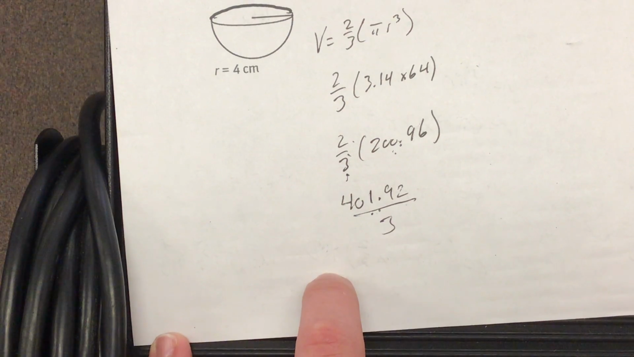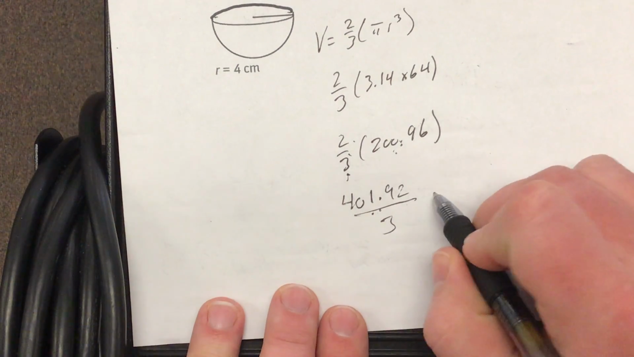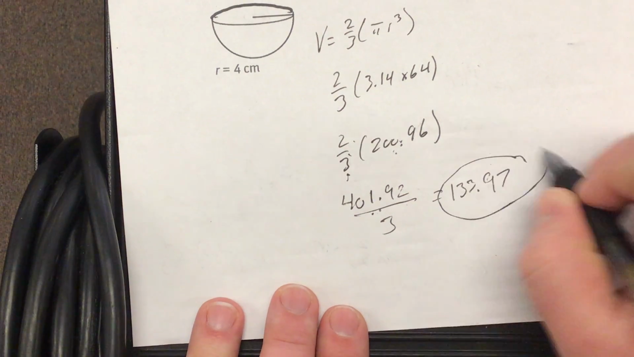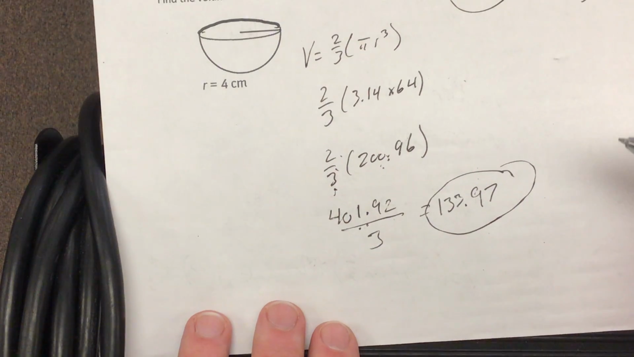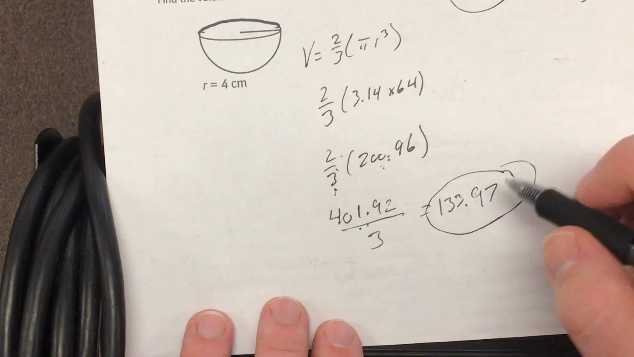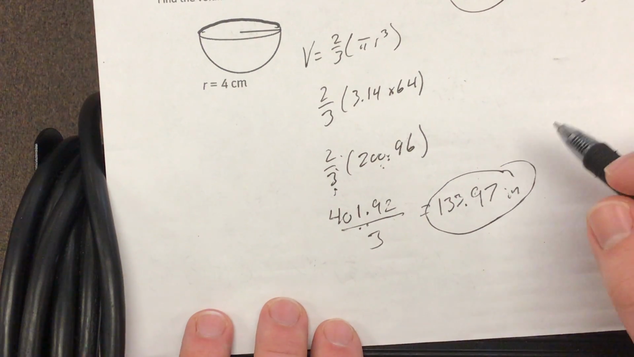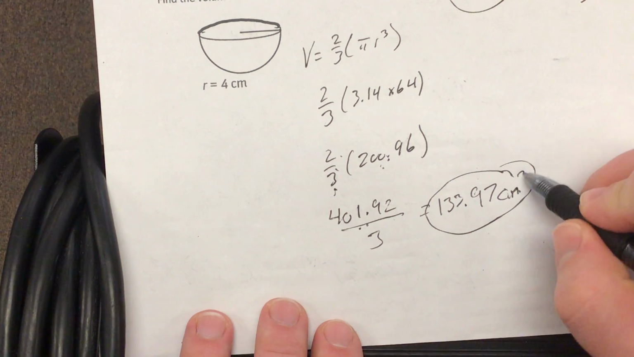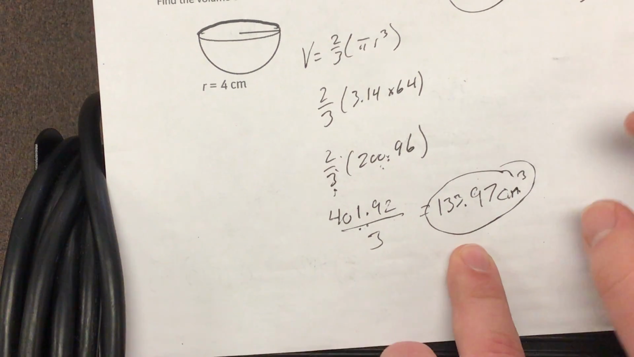Use your calculators. 133.97, then it's just 3. 133.97. What do we label that, Landon? Centimeters, and then cubed. Centimeters cubed. All right.